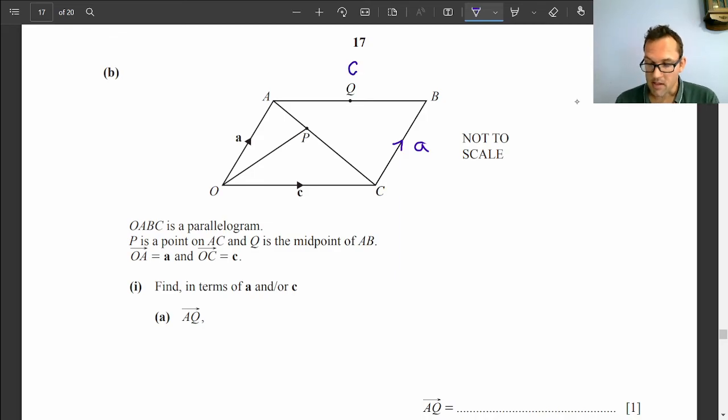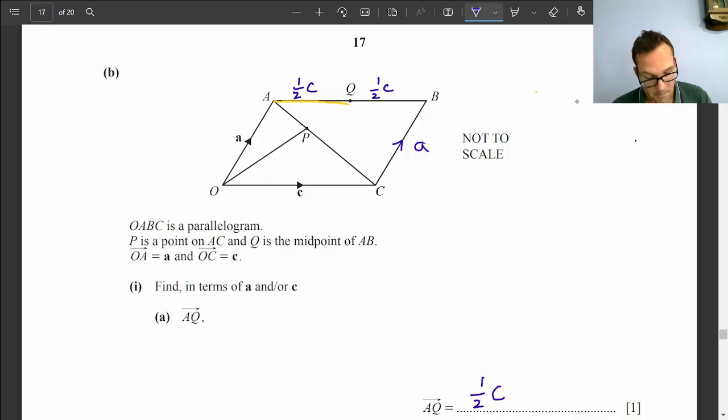Okay. Then it tells us P is a point on AC. Yeah, we can see that. And Q is the midpoint of AB. That means this is half of that line, that is half, and we know now that they are both c. Okay, so that's a half c and that's a half c. Right. Find in terms of a and or c, AQ. So I think we already figured this one out. AQ being that line there, we just figured it out. That is half AC, which is half c. Sorry.